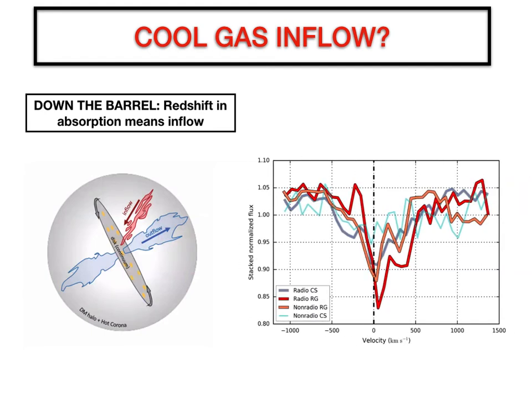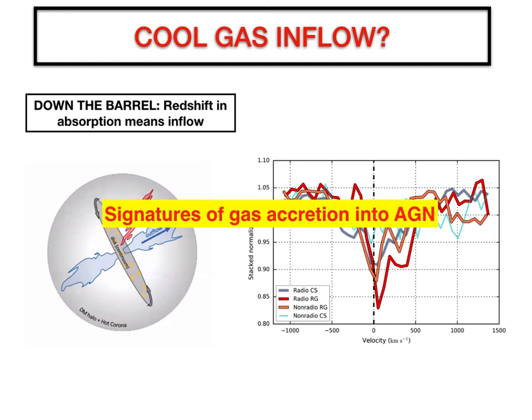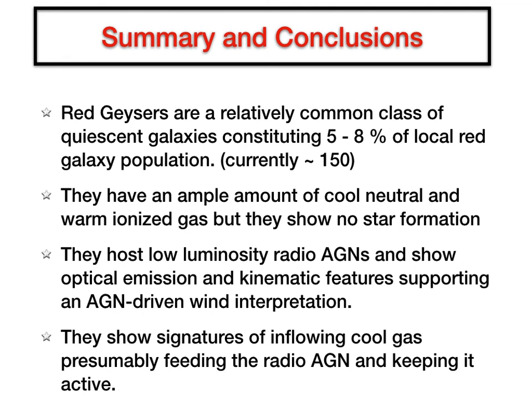Here on the right, showing the stacked continuum subtracted spectra of sodium D coming from the red geyser sample, shown in red, and the control sample, shown by different shades of blue. And we see that the red geyser sodium D shows a very strong inflow, or a strong redshift, or a positive velocity. This means that we actually detect inflowing gas, or signatures of gas accretion, that is probably fueling the central AGN.